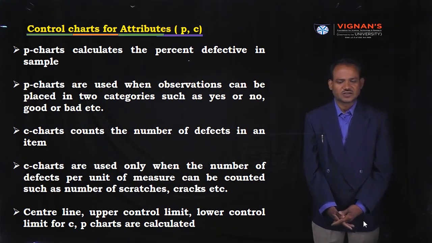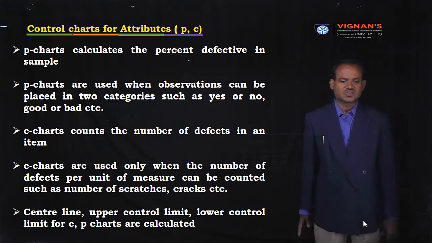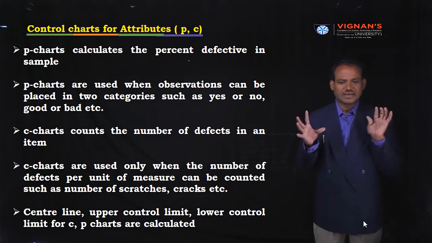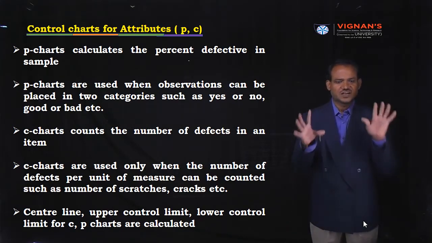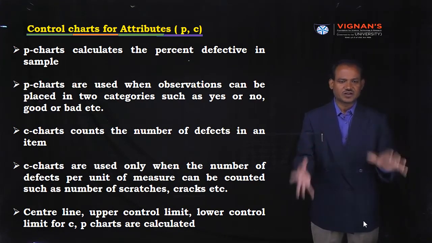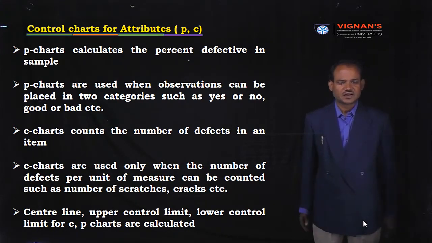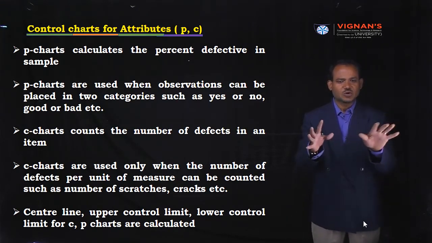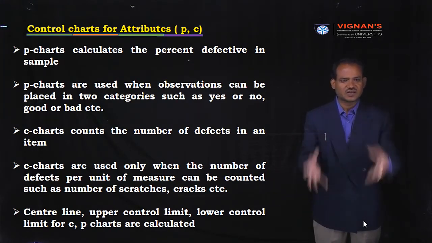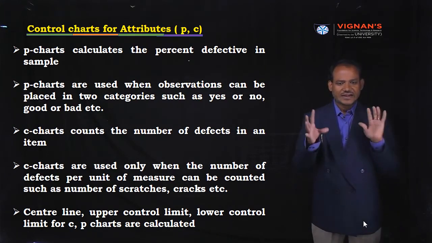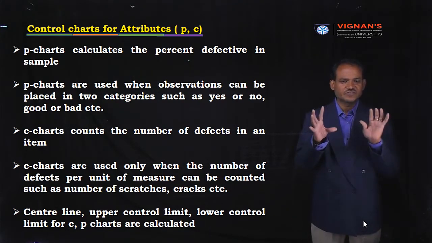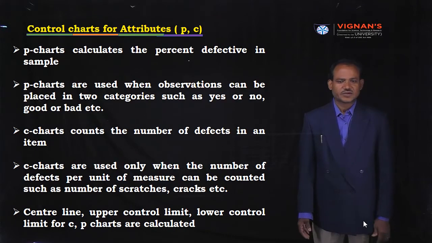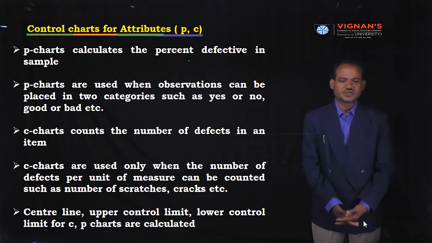Similarly, the second point, P charts are used when observations can be placed in two categories, such as yes or no, that means whether it fits or not, good or bad, for example, defective or non-defective, and so on. These are the attributes charts. Therefore, this type of conclusion will come. Okay. Next, move to the third point.